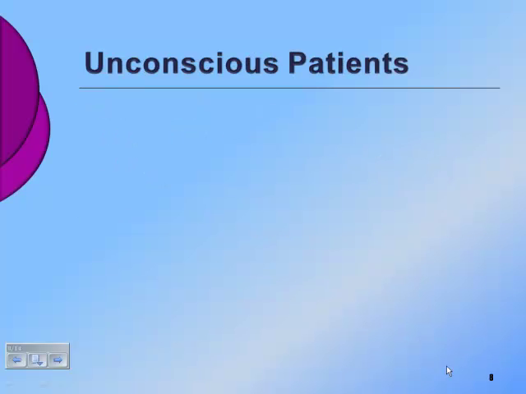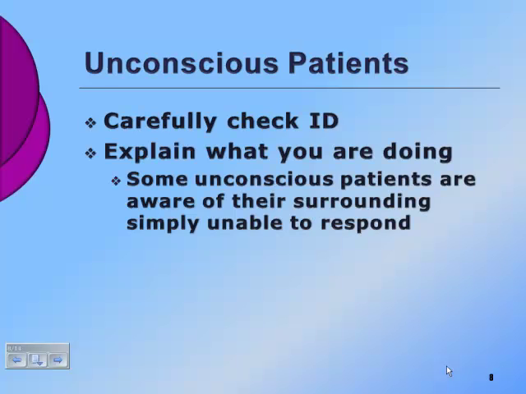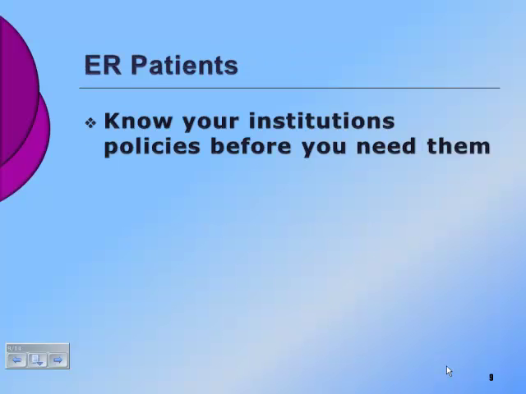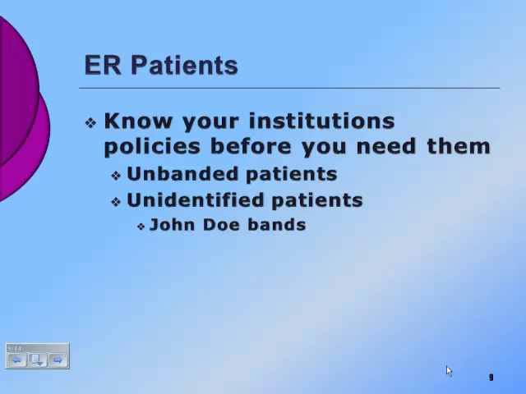Some patients require extra consideration when handling them. Unconscious patients should be checked very carefully to make sure that their ID is correct. You should continue to explain what you are doing. Some unconscious patients are aware of their surroundings and are simply unable to respond. ER patients present many problems. You should know your institution's policies before you need them, especially those dealing with unbanded patients or unidentified patients, often identified simply as John Doe.